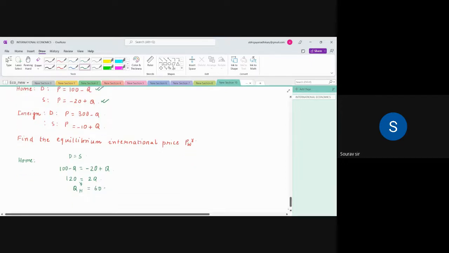Okay. And if I just put it back in any of the equations, P star H will be 100 minus 60, and that turns out to be 40. So this is my home price, or as we call it, the autarky home price. Autarky, autarky home price.